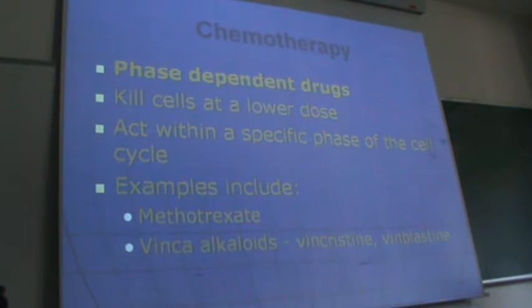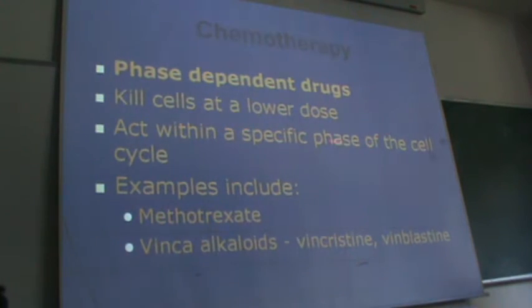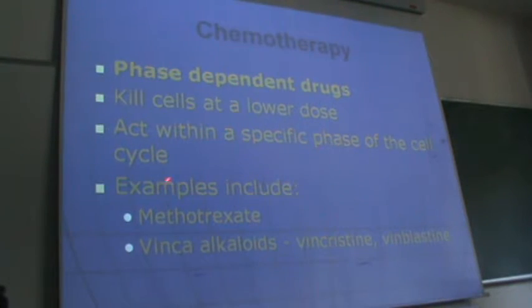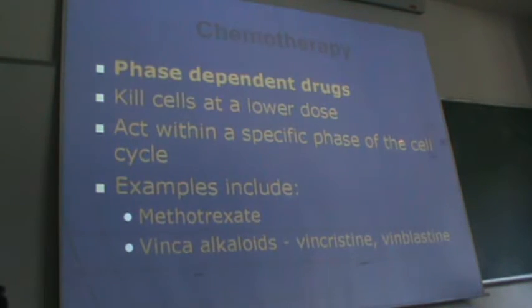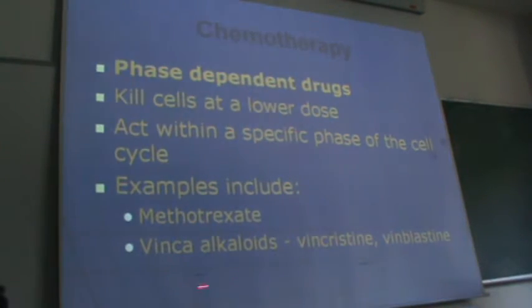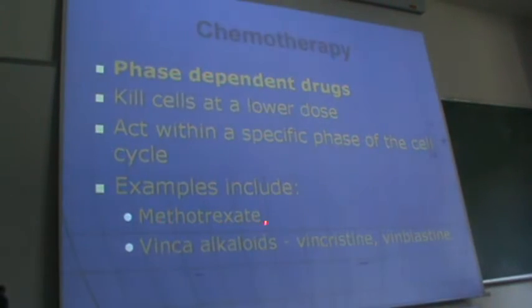And we have what is called phase dependent drugs, which target certain phases in the cycle. Those usually kill cells at a lower dose, and they act within a specific phase in the cycle, either in S phase, G1, G2, or the mitotic phase. Examples of this are the vinca alkaloids and methotrexate.